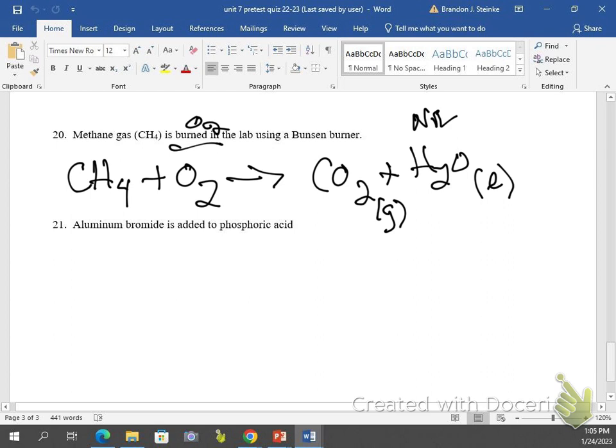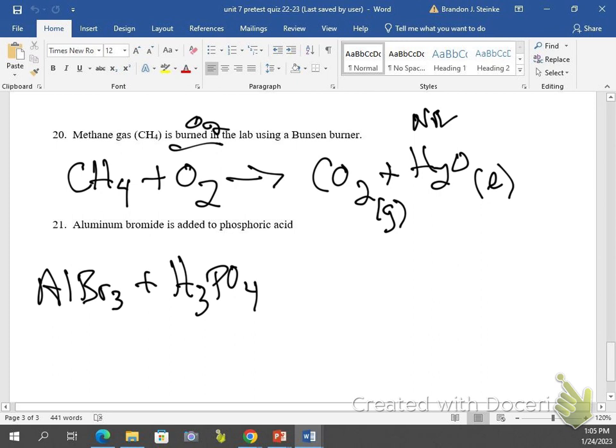Then at the bottom, a lot of people missed aluminum, AlBr3. Aluminum crosses down a bromine. Once again, we should not have a utensil in our hands right now. Okay? Is added to phosphoric acid. Well, this is the same as your percent composition. H3PO4. Phosphoric comes from phosphate.